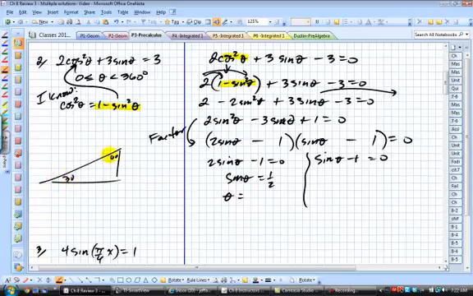Here's a 30, 60, 90 here. 2, 1, rad 3. Sine of 30 is 1/2. So you get 30 degrees here, and also 150 in quadrant 2. And here we get sine theta equals 1, and that only happens at 90 degrees. Okay, all solutions less than 360. So I get 3 answers here. All right, and that's problem number 2.